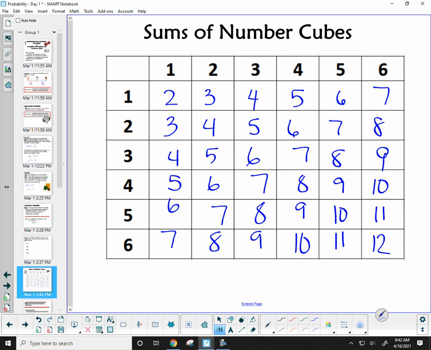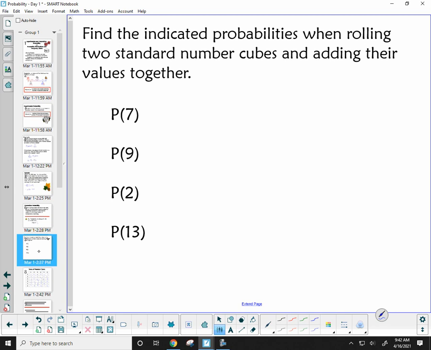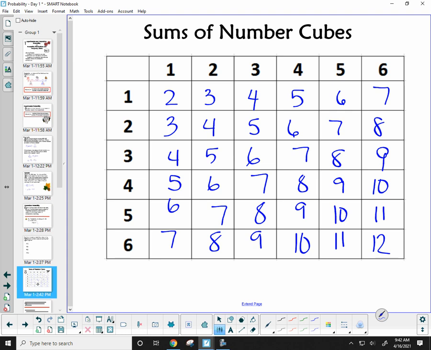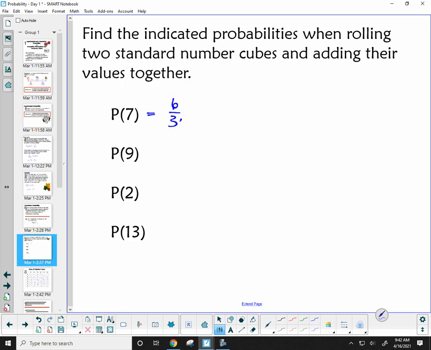All right, once you have your table, now you can answer these questions on the slide on the left. Let's find the indicated probabilities of rolling 2 standard number cubes. What's the probability of rolling a 7? How many different instances did I have a 7? 6 times out of how many? I have 36 total options, so it would be 6 out of 36. Again, you can leave it just like that, turn it into a decimal, or simplify, but in the end it doesn't really matter. How about the probability of rolling a 9? That was 4 out of 36. How about the probability of rolling a 2?